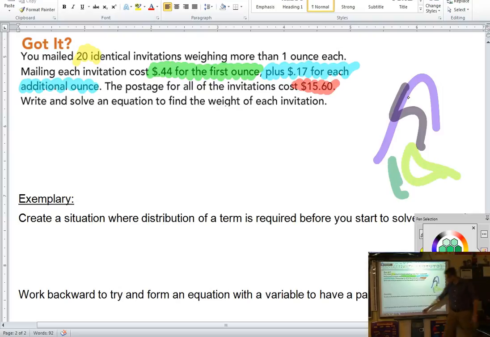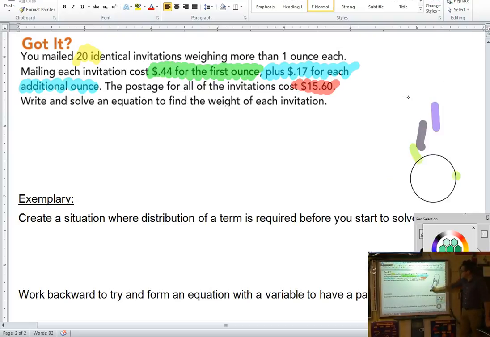Okay, so we need to set this up as an expression, knowing that our total cost was $15.60. Justin? What happened to mailboxes?